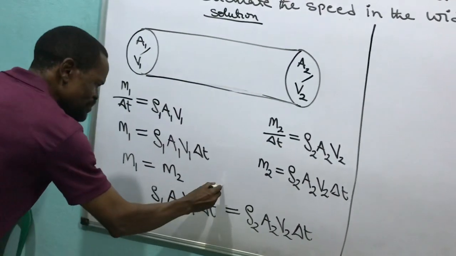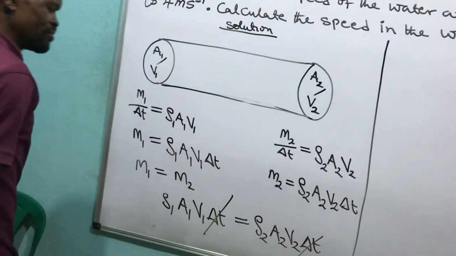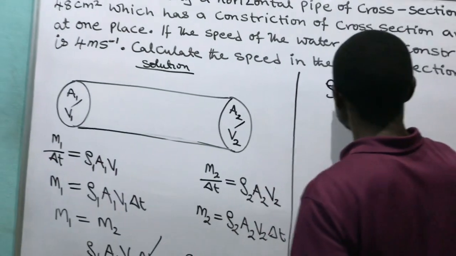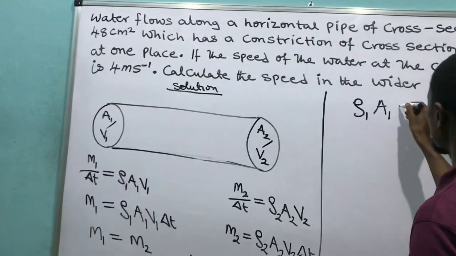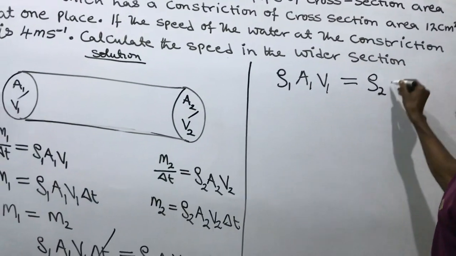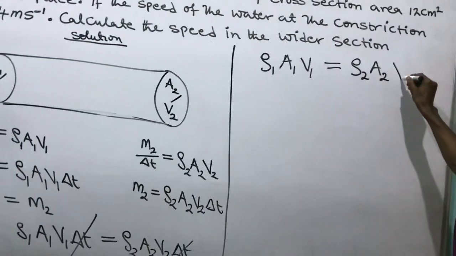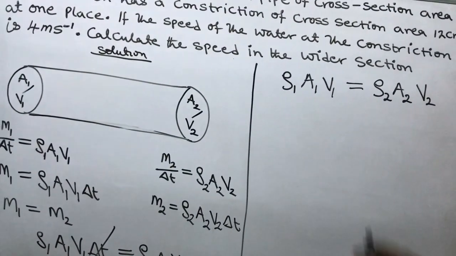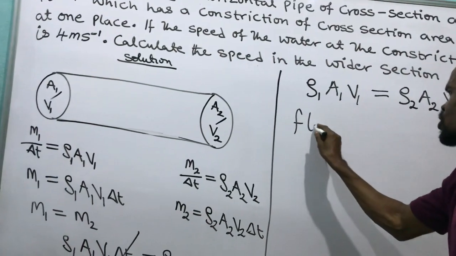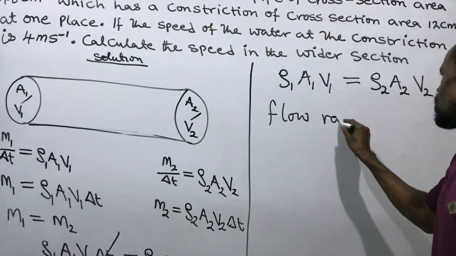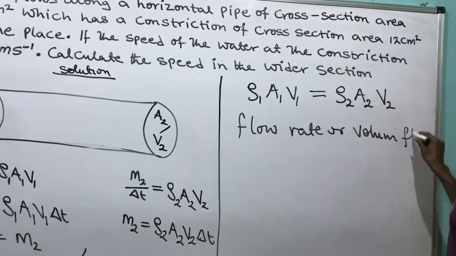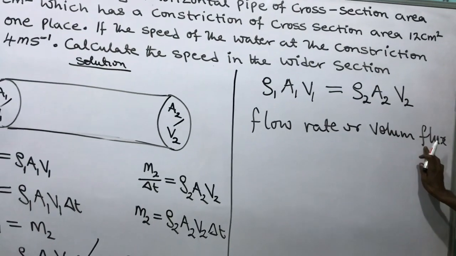Now the change in time is the same on both sides, so it cancels. I will now have density 1, cross-sectional area 1, velocity 1 equals density 2, cross-sectional area 2, and velocity 2. And this is what we call flow rate, or volume flow.